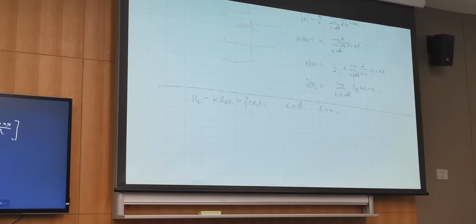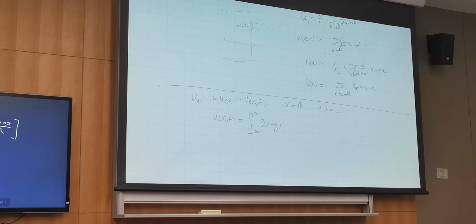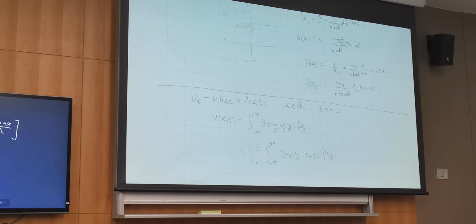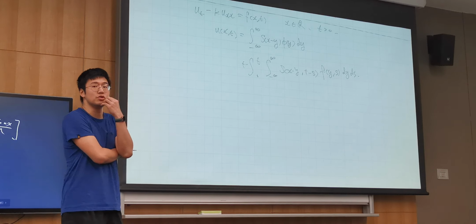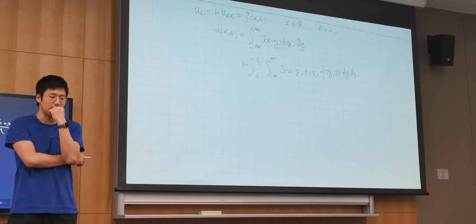So I'm going to write it down first. That's u(x,t) equals the integration from negative infinity to positive infinity of S(x-y, t) phi(y) dy, where phi is the initial condition, plus the integration from 0 to t, the integration from negative infinity to positive infinity of S(x-y, t-s) f(y,s) dy ds. So is it good? This was the solution formula for the inhomogeneous diffusion equation that we deduced at that time.